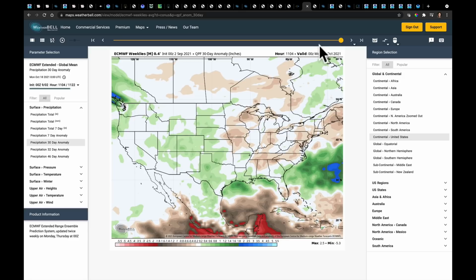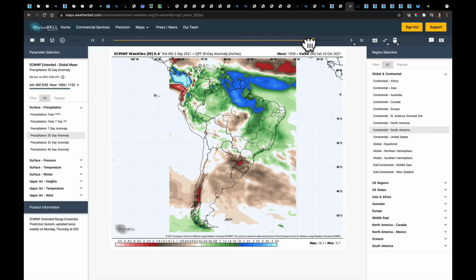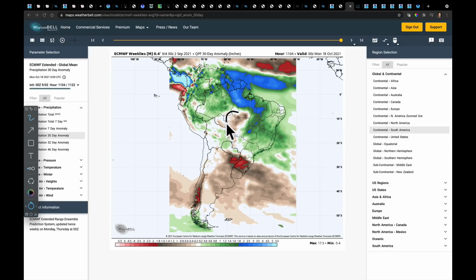Now, next I want to turn my attention to South America, okay? Because when we look out here at this time period of mid-September to mid-October, if I just play this forward here, you see that through mid-October, the models are suggesting that some of the key growing areas right in through here, which they can start planting in mid-September, may favor a drier bias with wetter to the east and wetter to the north. Argentina seems to be drier as well.